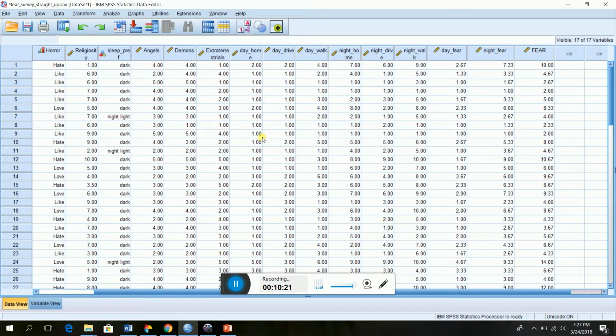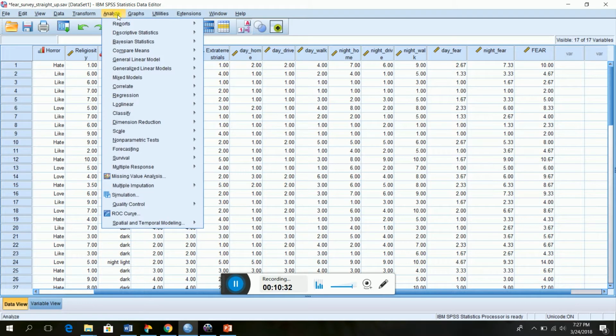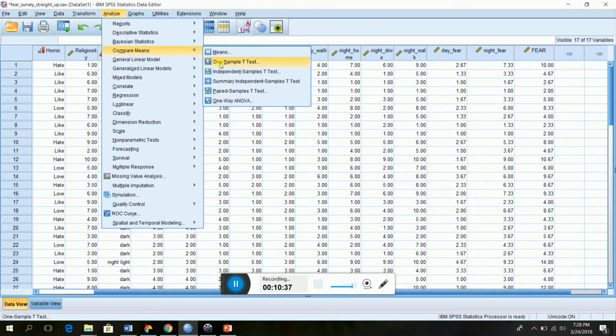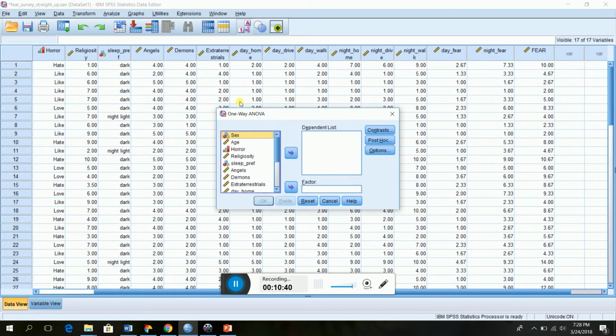We're going to go to Analyze, Compare Means, and then One-Way ANOVA. Now, the factor we're analyzing is going to be the horror groups. Oops, I've passed it here, horror. That's the factor, the independent variable. We want to compare love, like, and hate. And we're going to do that for both the day fear condition and the night fear condition. So we're going to end up getting 2 ANOVAs out of this analysis.